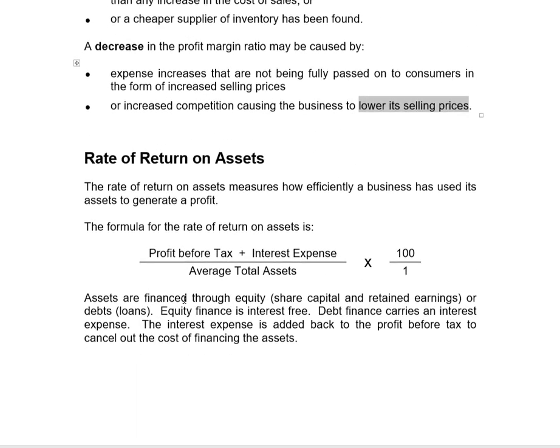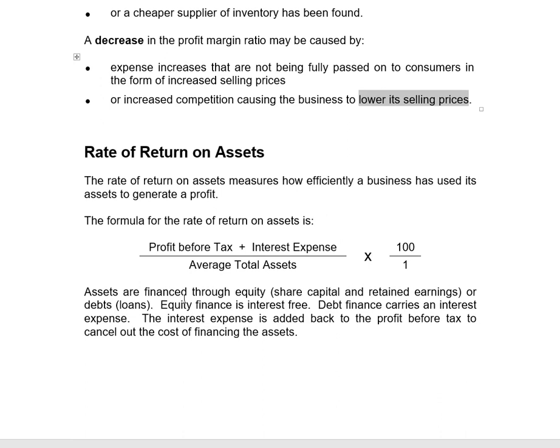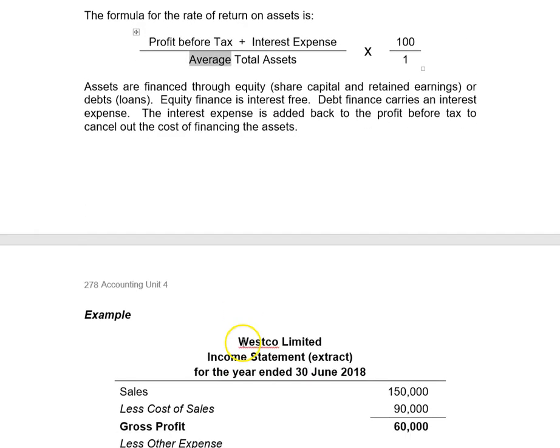Now, the second ratio for profitability is the rate of return on assets. This measures how efficiently a business has used its assets to generate profit. Now, the formula is given here. So the formula is profit before tax plus interest expense divided by average total assets times 100. So it is slightly different from the first formula. You use the before tax profit and then you add the interest expense. Now, what is average total assets? How do we calculate that? Let's look at an example on the next page.